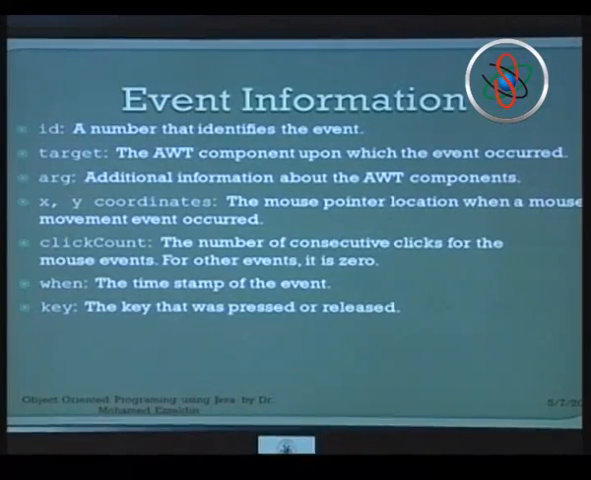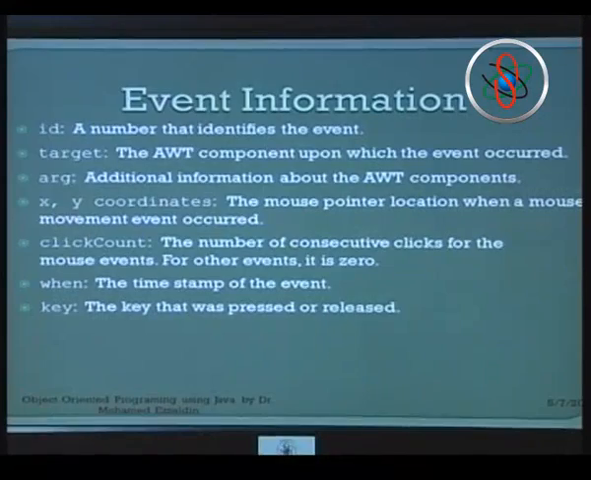Target, the AWT component upon which the event occurred. Argument, additional information about the event. X and Y coordinates, the mouse pointer location. Click count, the number of consecutive clicks of the mouse. The time stamp of the event. Key, the key that was pressed or released. In any event we need such kind of information, and it varies from one event to another.